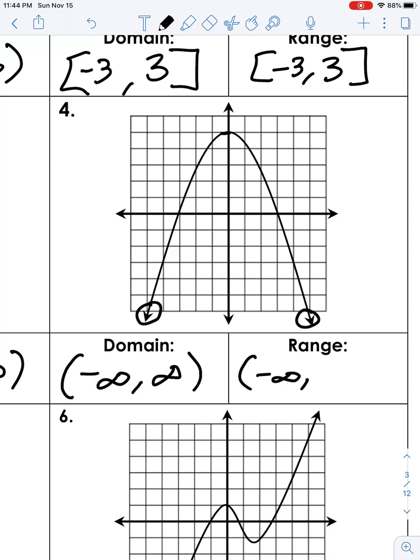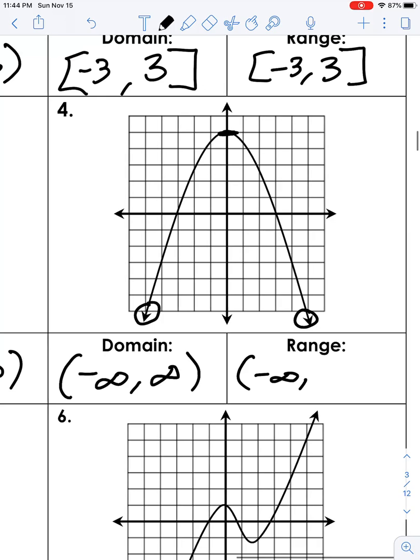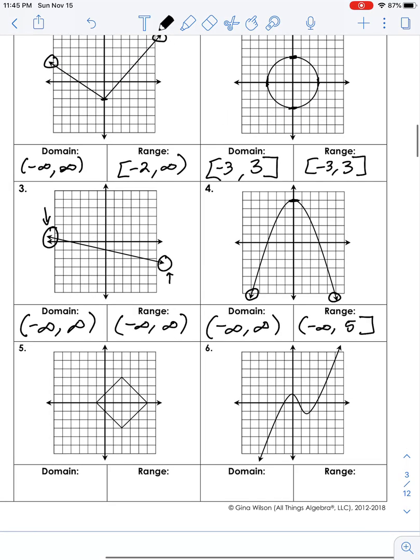Now, we actually do have a true high point, meaning the graph stops right here, at this line that I just drew. So that would be my high point. I just need to count up to it: 1, 2, 3, 4, 5. So 5 with a bracket would be my high point. So my range is from negative infinity to 5.